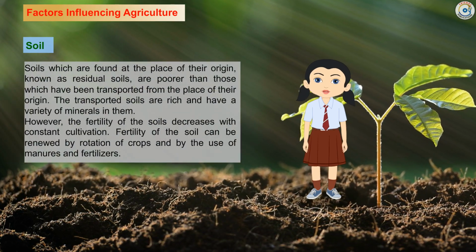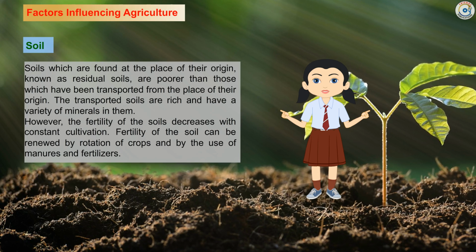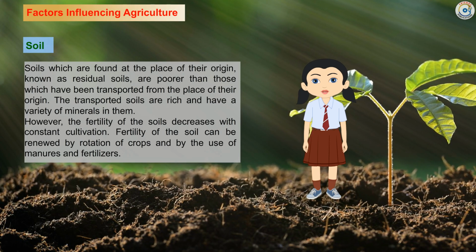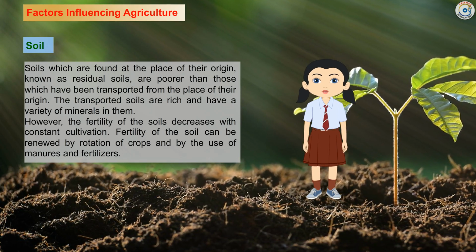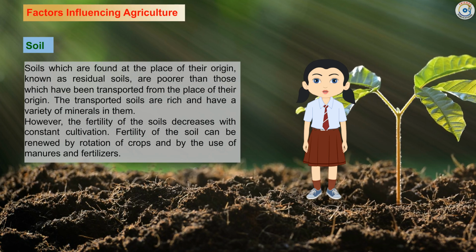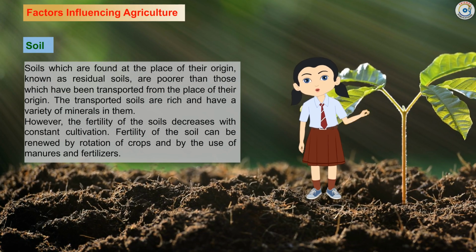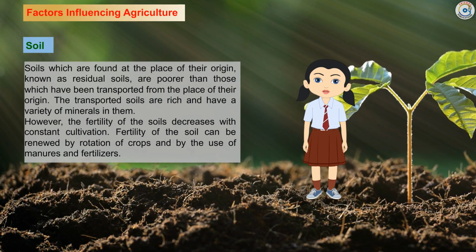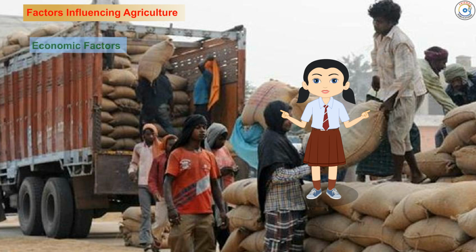Soils which are found at the place of their origin, known as residual soils, are poorer than those which have been transported from the place of their origin. The transported soils are rich and have a variety of minerals in them. However, the fertility of the soils decreases with constant cultivation. Fertility of the soil can be renewed by rotation of crops and by the use of manures and fertilizers.